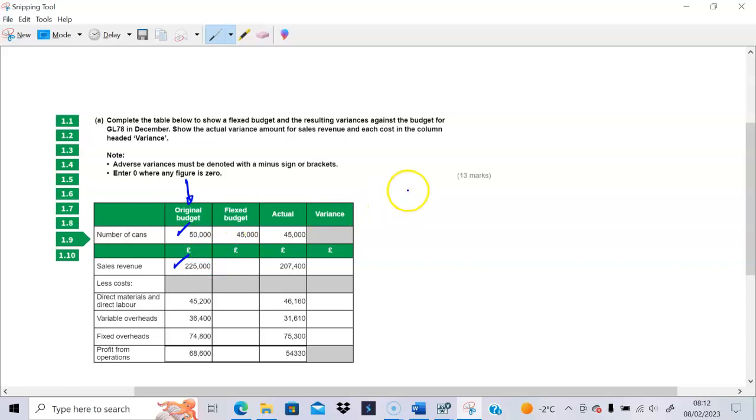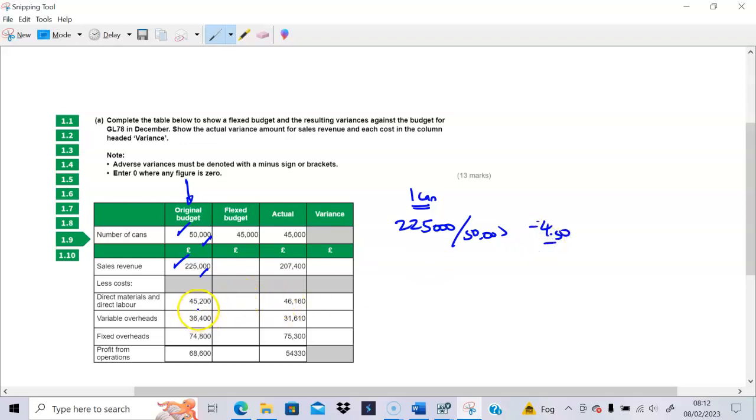So we can almost say, listen, let me find what the cost of one can is. Think of it that way. And the selling price of one can is... So if I'm selling 50,000 cans for 225,000, I can tell you that the revenue of each can must be 225,000 divided by 50,000, which is £4.50. So that's £4.50 per can, right?